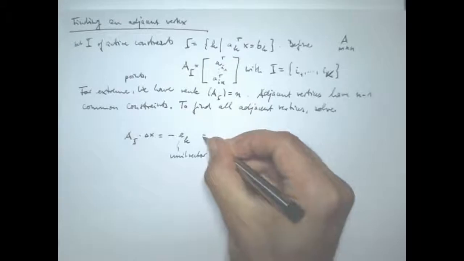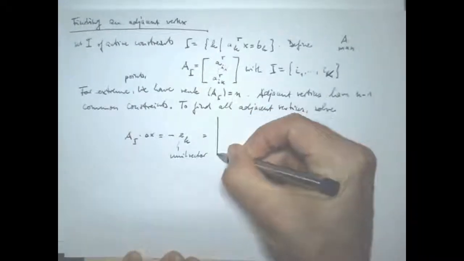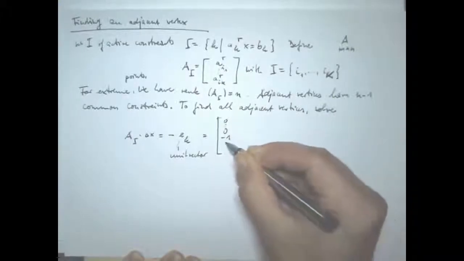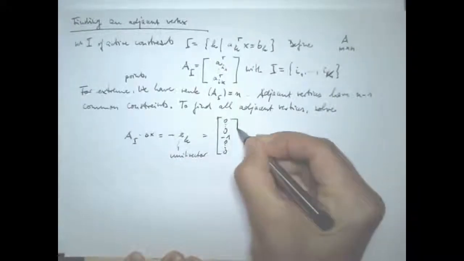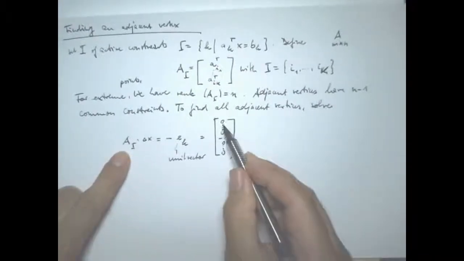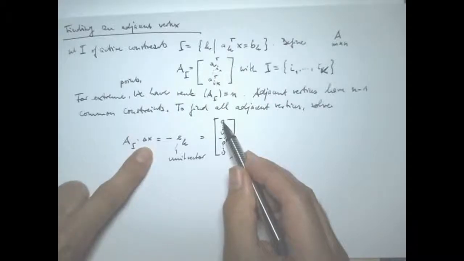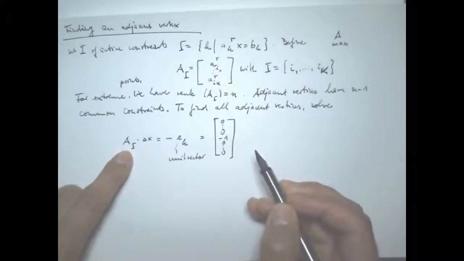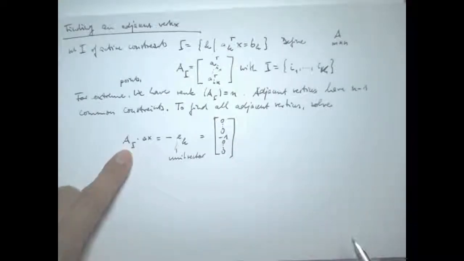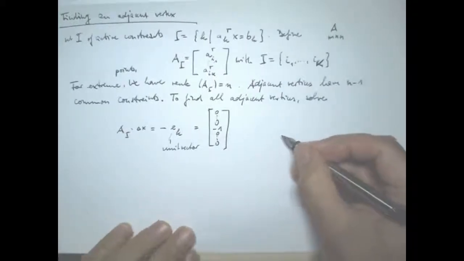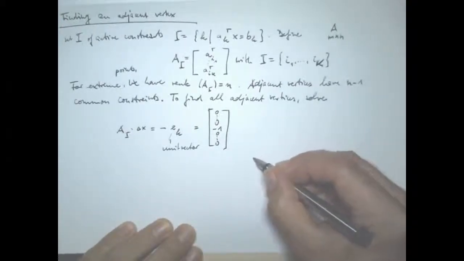Okay, so let me write this here more explicitly. So I have 0 except for the kth component, which would be minus 1. Now the inner product being 0 means that delta x should be orthogonal to all rows of A_I except for the kth row. And let me try and sketch this. I'll try and do a 3D sketch this time.